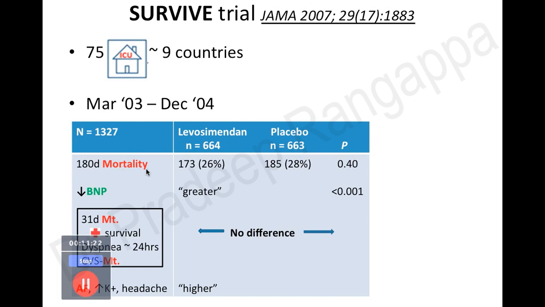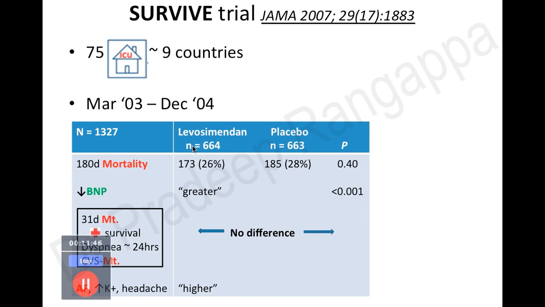They looked at 180-day mortality. There was no difference between levosimendan and placebo. They looked at the BNP level reduction, which is a good sign, and the BNP reduction was much greater in the levosimendan group. They looked at other endpoints like 31-day mortality, hospital survival, dyspnea at the end of 24 hours, or heart failure related mortality.